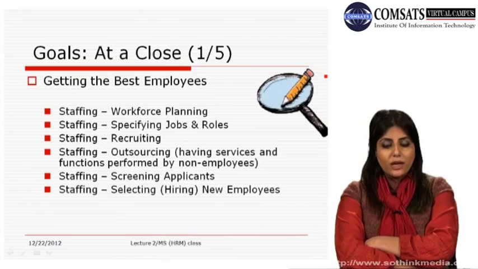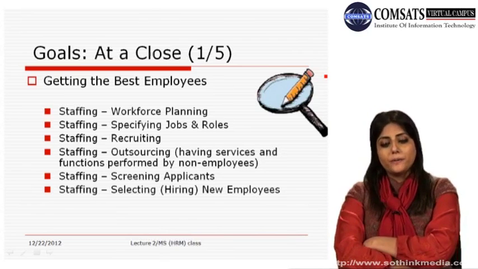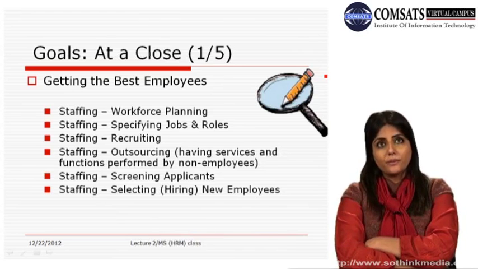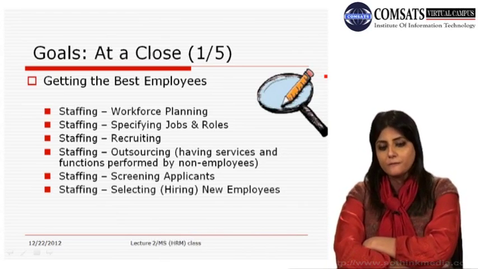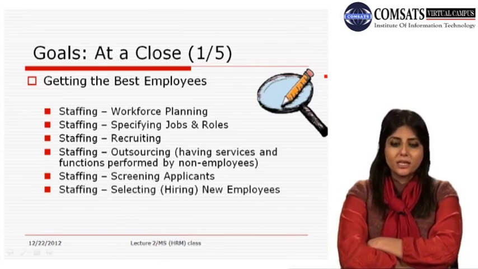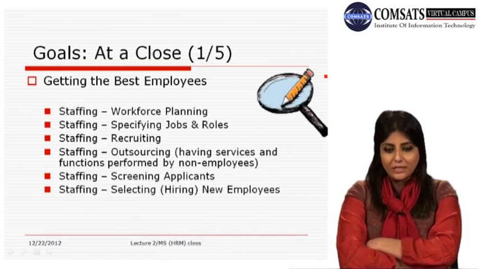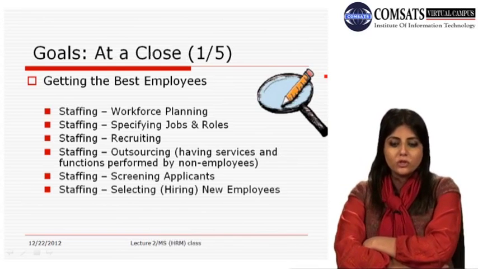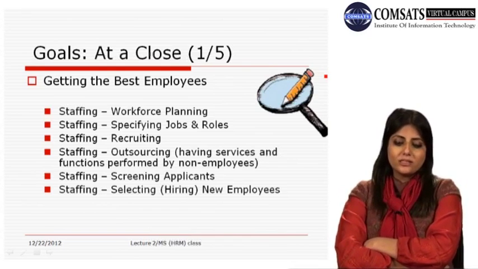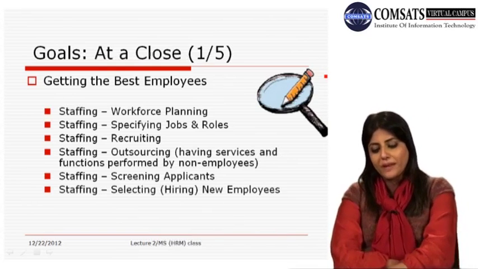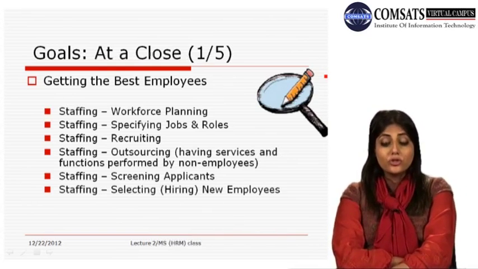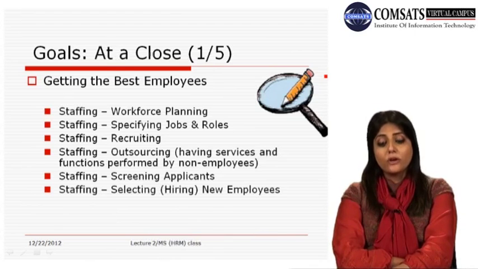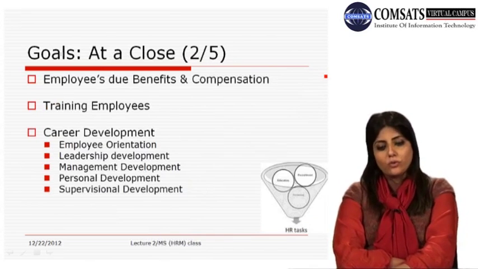Let's just have an overview of all the other human resource goals at a glance. Let's have a very close glance, and then in our next few lectures we'll be discussing them in more detail. Here I'll just read them out for you. I'll just point them out for you. So the first one is getting the best employees: staffing, how you have to plan, how you have to recruit, how you have to outsource, how you have to screen the different applicants, and how you have to select the new employees.